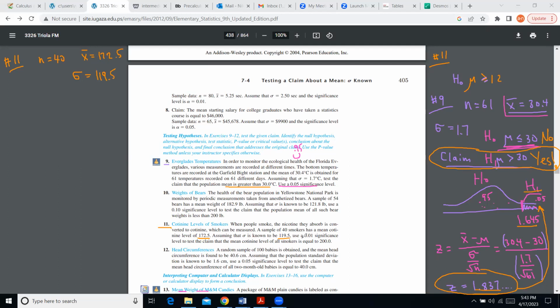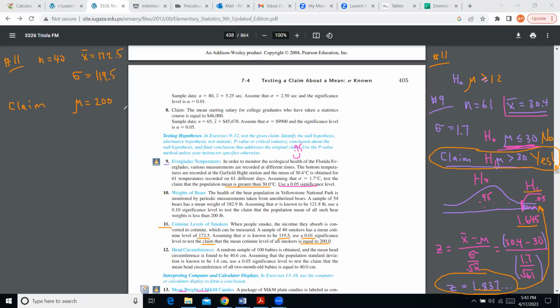Now they say use significance level of 5%. That'd be the area of that tail H1 to test the claim that mean value is equal to 200. Again, the key part here is claim that says mean, which is mu, right, is equal to 200. So that's the start of our exercise.